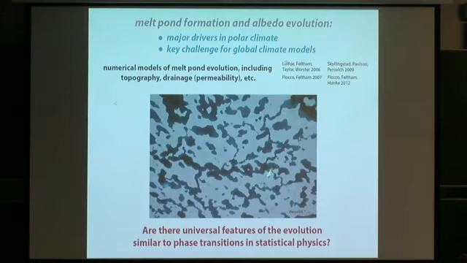The dark versus light determines the albedo of the ice in the all-important melt season. And so these are very important things, as I mentioned at the beginning, very important to understand, and their evolution. And there have been very detailed numerical models of the evolution of melt ponds, kind of like global climate models, incorporating all the basic physics, including our permeability results, which determines whether or not they're draining. But being a statistical physicist, I wanted to step back from this and ask, well, are there universal features of the evolution of melt ponds, which are similar to phase transitions in statistical physics?